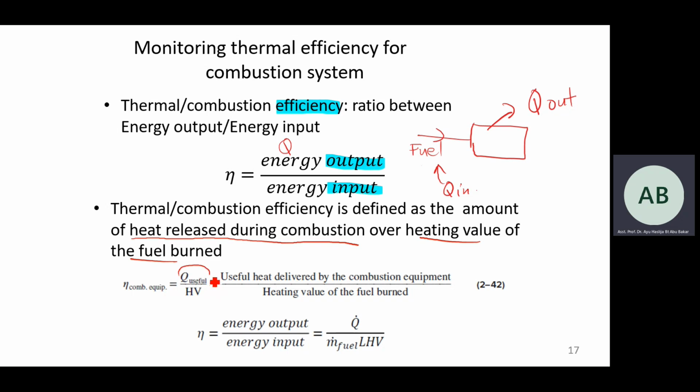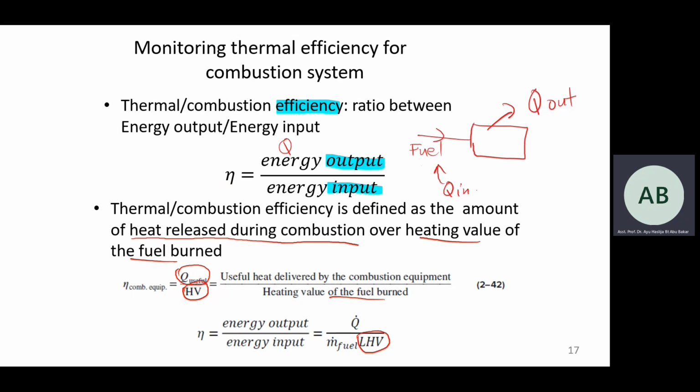So Q, in previous chapters, previous topics and examples, we had done the calculation of the Q, be it in constant pressure, constant volume, adiabatic. Now, for the heating value of the fuel burned, which is the HV, in this equation it refers to n fuel multiplied by the LHV.